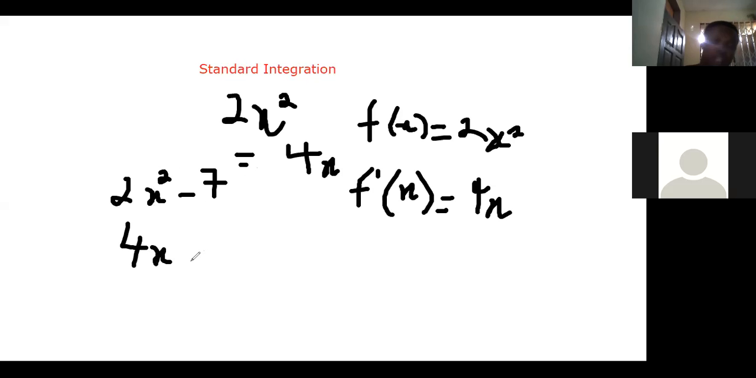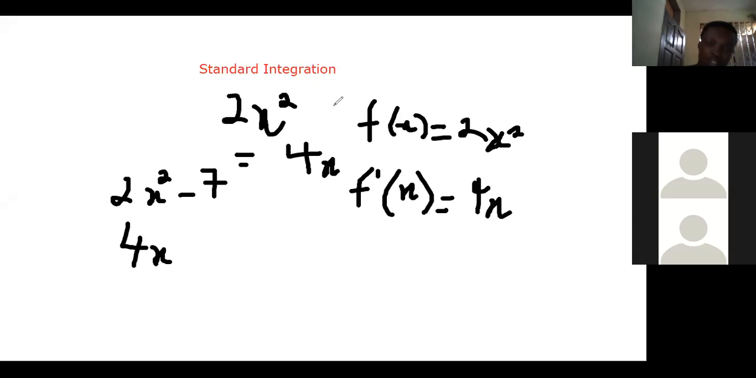Now, because this is a reverse of this one, and we don't want to miss the -7, when we are integrating, we represent that by a constant, which is c. It can be k or anything, a constant c. That is to say, when we are reversing the process, if I have this and I differentiate and I get 4x, this same thing will still give me 4x. But this one has -7, and this one has no -7. Because here this was a constant, it will automatically go to 0.